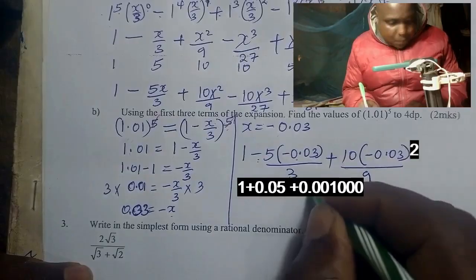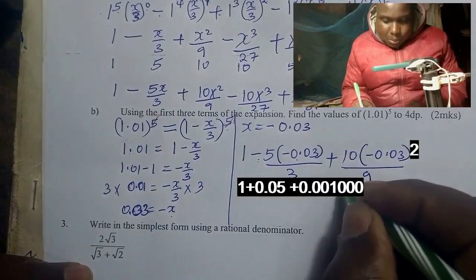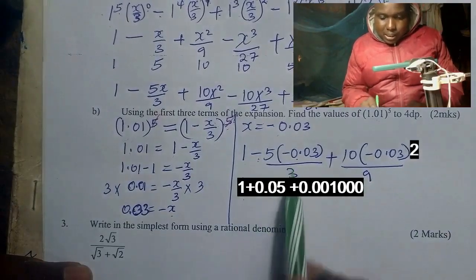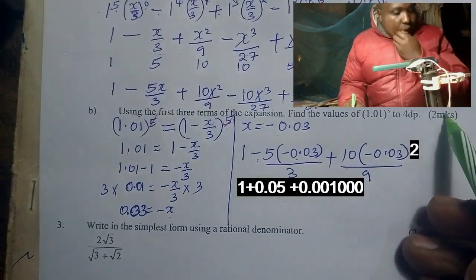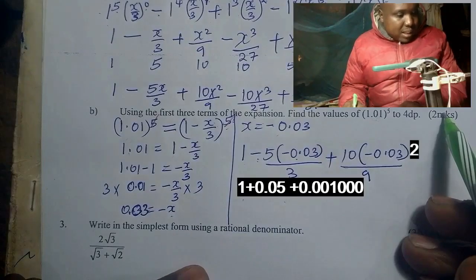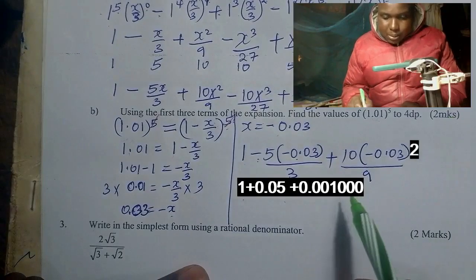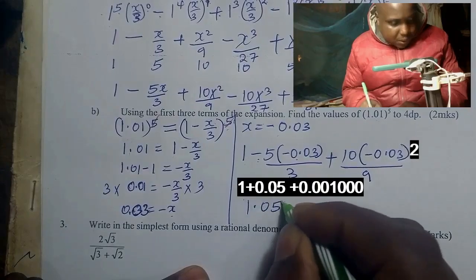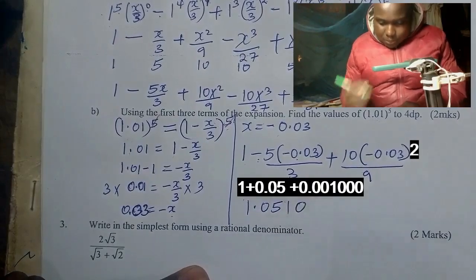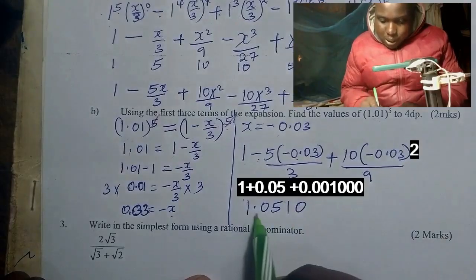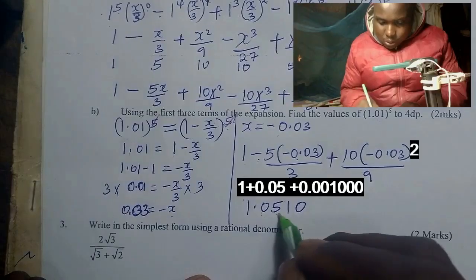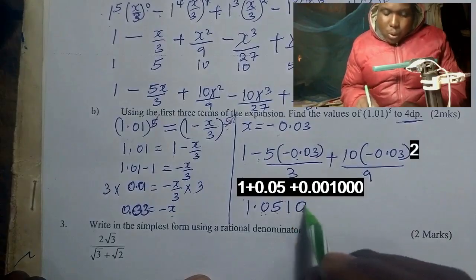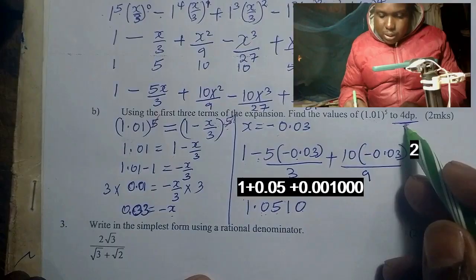0.05 plus 0.001. This one is 1, this is this, and this is this. Then you were asked to give the answer to 4 decimal places. So you add that and you find it is 1.051. For 4 decimal places, 1, 2, 3, 4, so you add a 0 to make sure it is 4 decimal places.